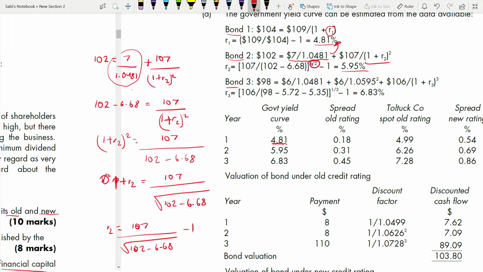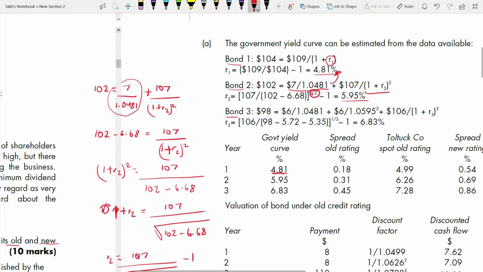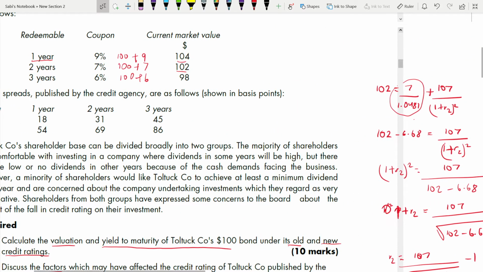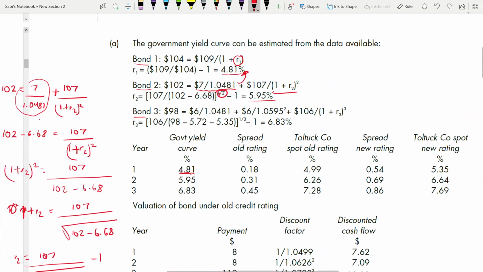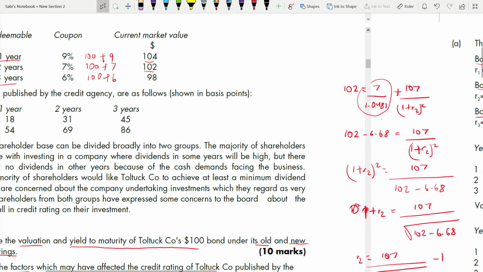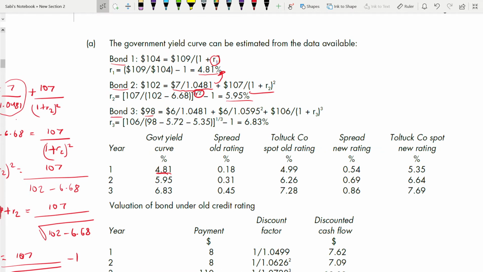Step 3 will be a bit more work, because we have it for 3 years. So if you go to bond 3, just see here it's for 3 years. First year 6%, second year 6%, third year 106, coupon and the principal amount, which is 100. The first year we have already found. This value is 98, because 98 is the current market value. So it will be 6 divided by the first year, which is 1.0481. We have calculated that for bond 1.